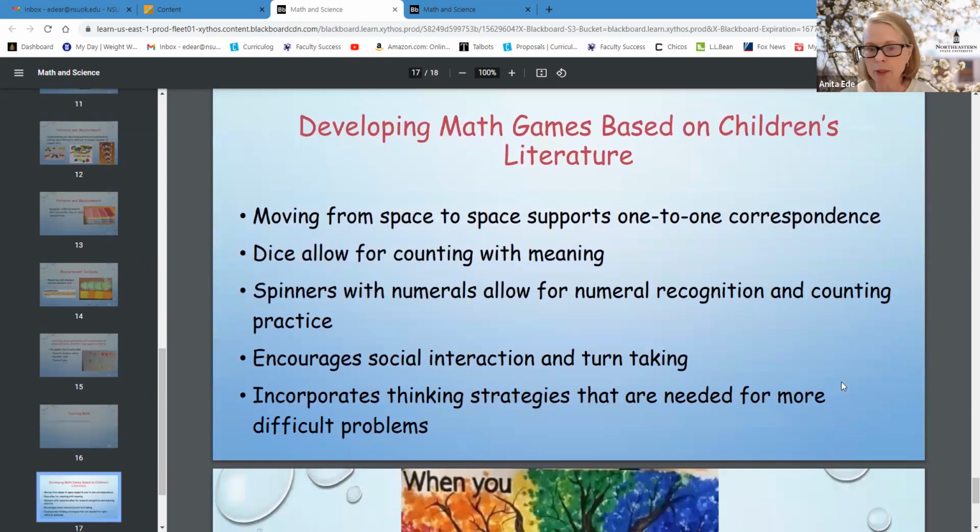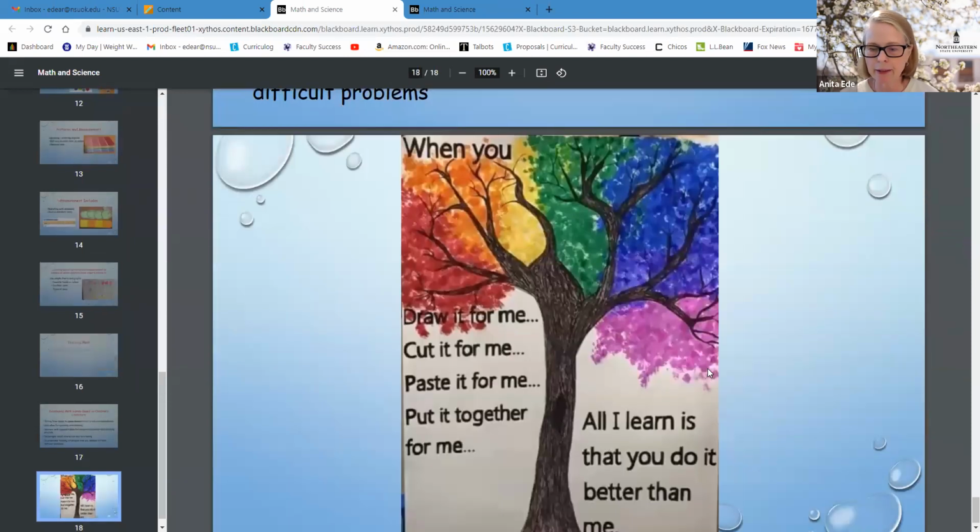Developing math games is another great way to use children's literature. You can make your own math games. I mean, there's a ton of games out there that you can create that reinforce whatever you're trying to teach in your literacy unit. So you can look at that.